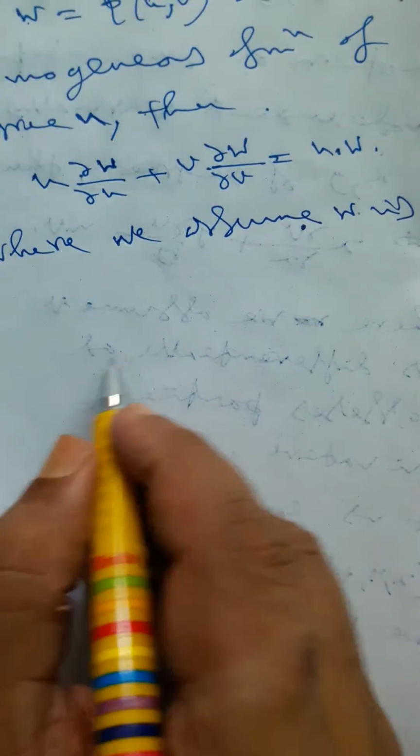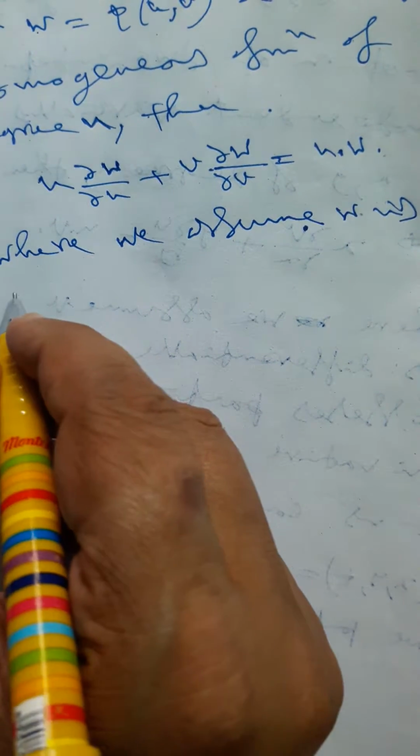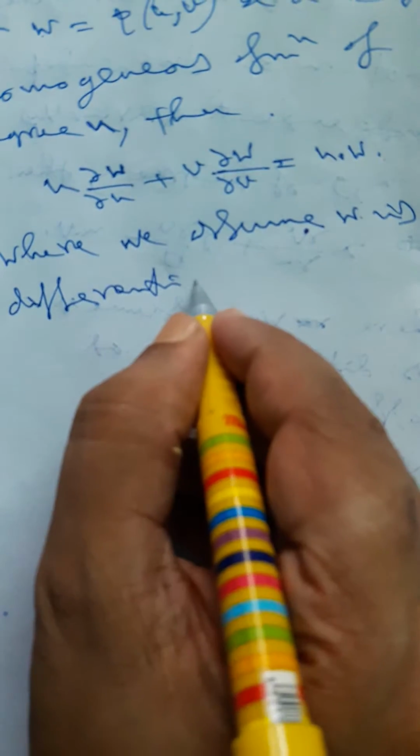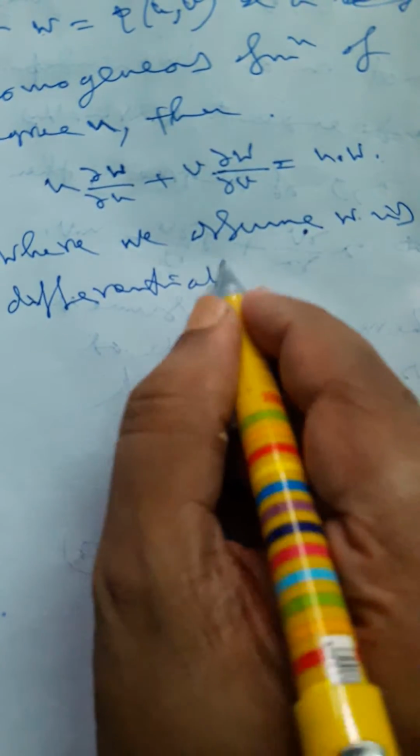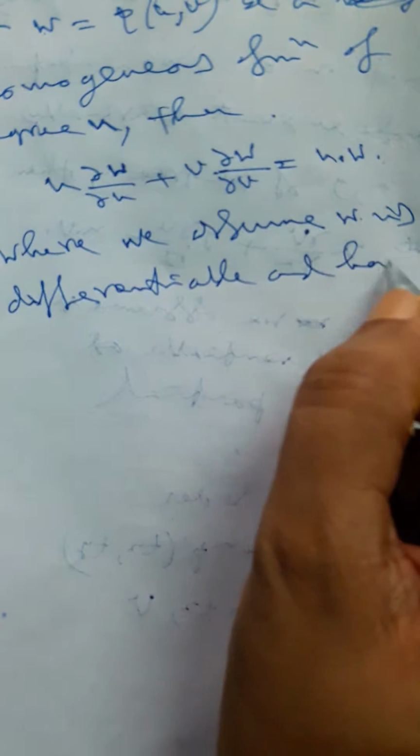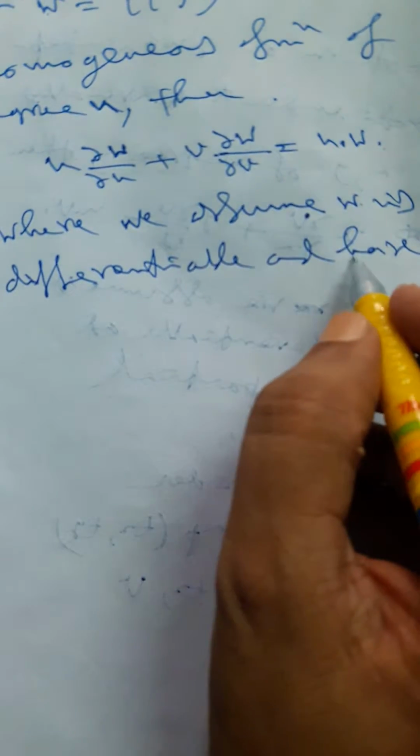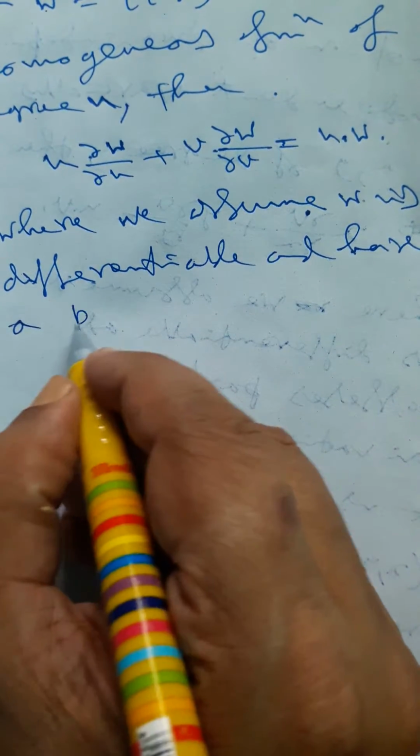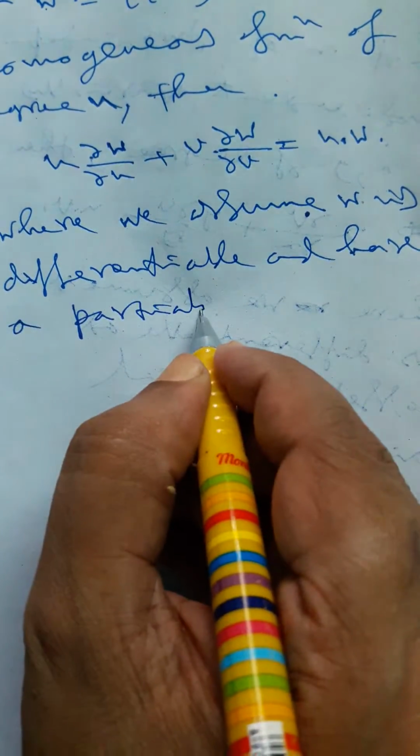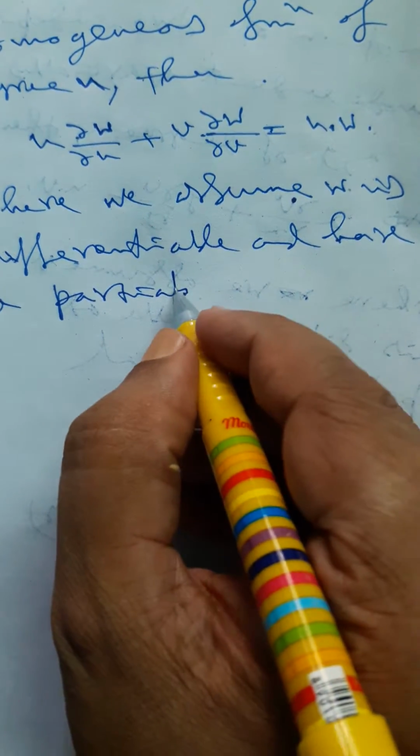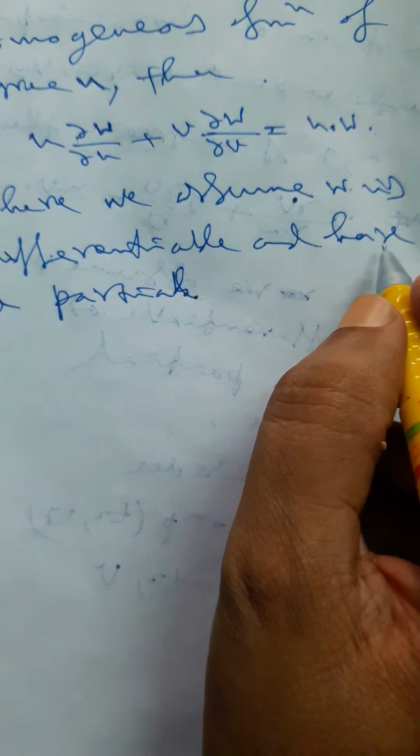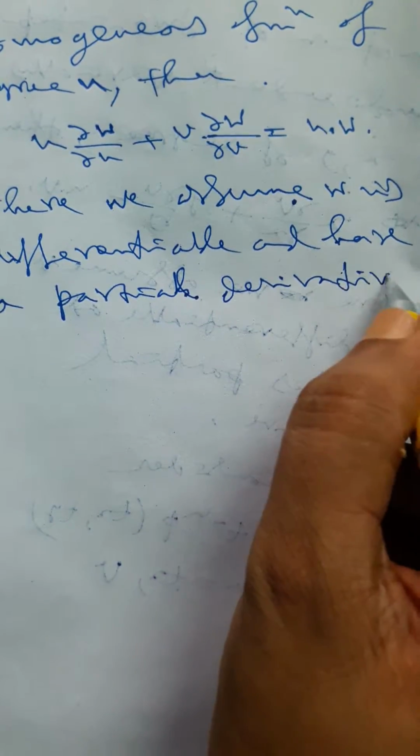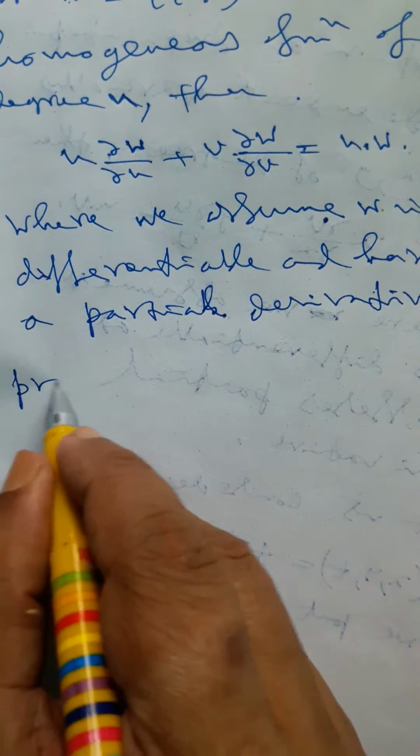where we assume w is differentiable and its partial derivatives exist. Now for the proof.